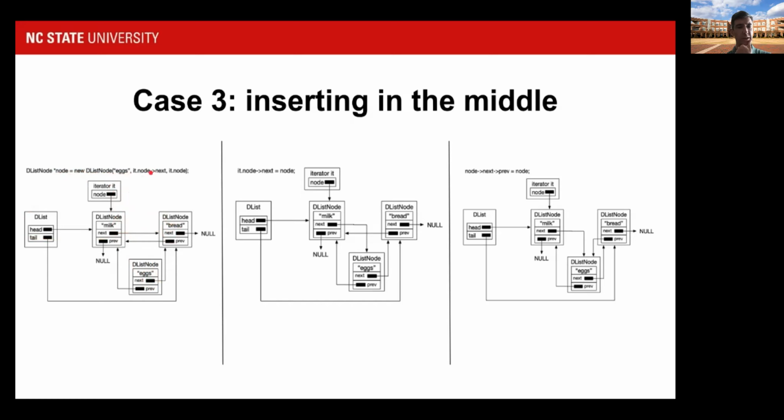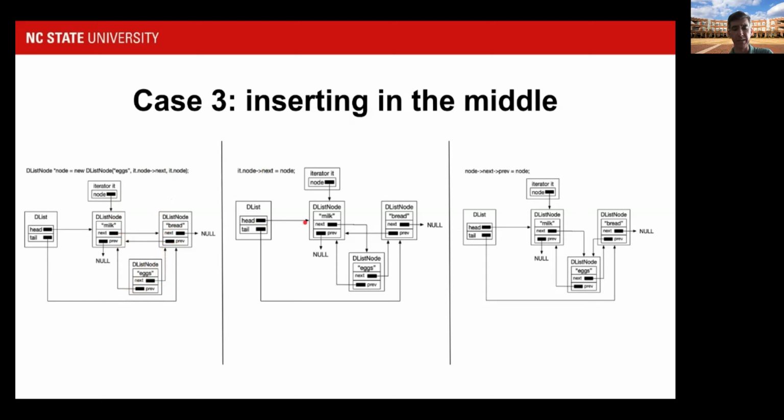So I start it pointing out to bread, and I set its previous pointer to be whatever the iterator is pointing to, right? Because I'm inserting after that iterator. So that's just it.node. So when I build this object, its next pointer is already pointing to bread, and its previous pointer is already pointing to milk. And so now all I need to do is make milk point to eggs through its next pointer, and bread's previous pointer point to eggs. And then everything will be set up properly.